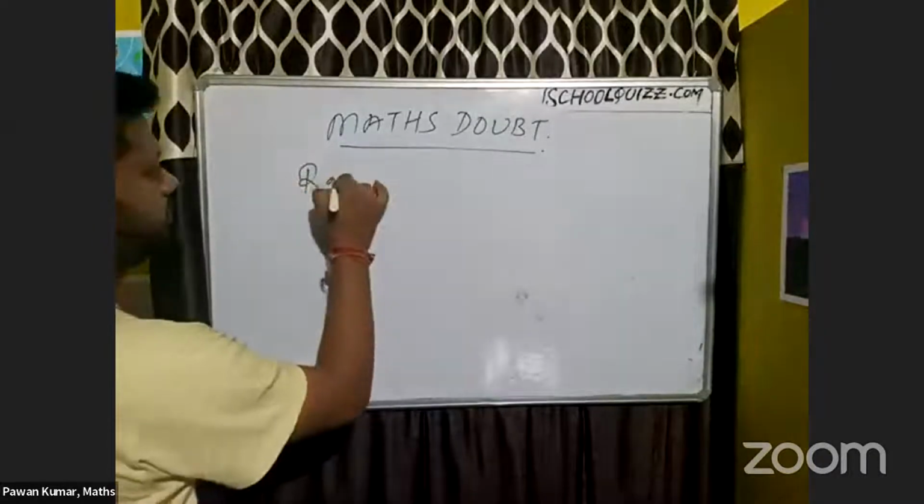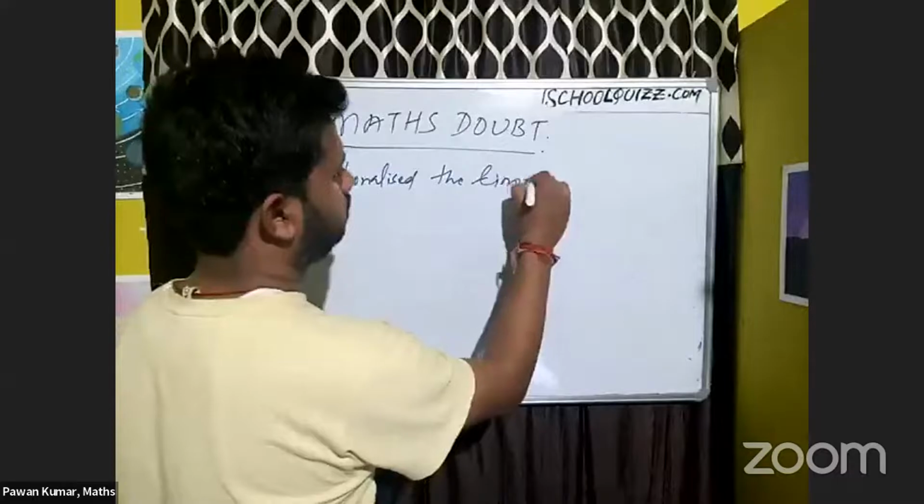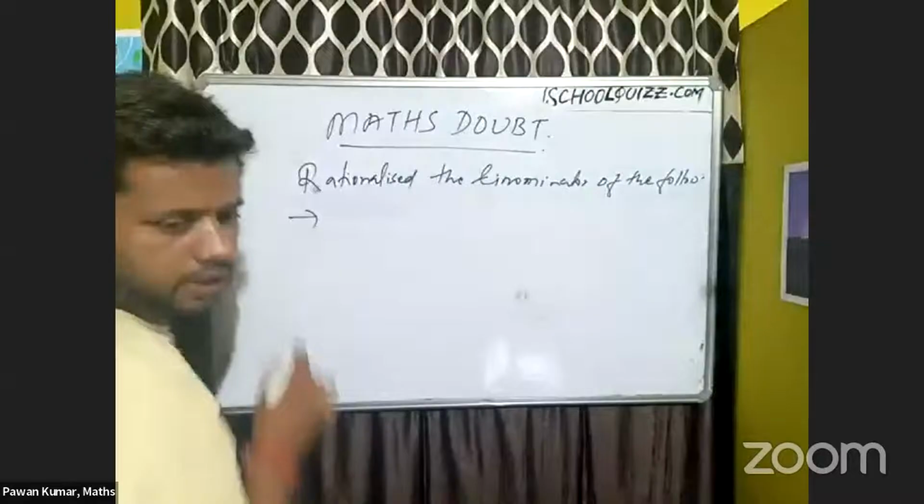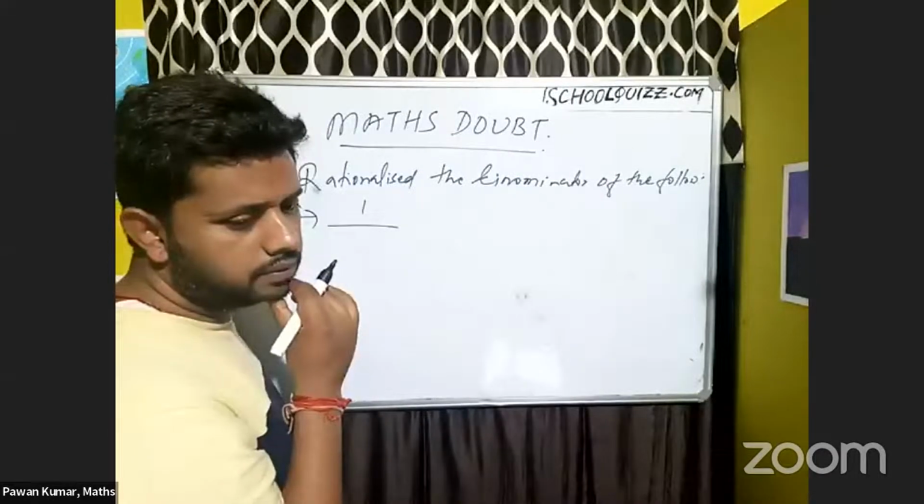Rationalize the denominator of the following. Okay. चलो क्वेश्चन क्या था? 1 by root under 7, root 7.